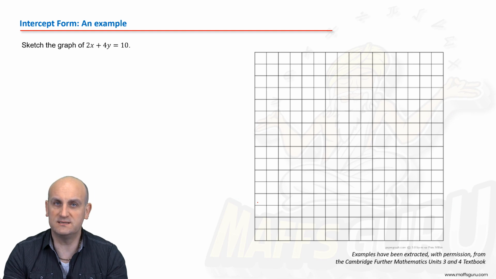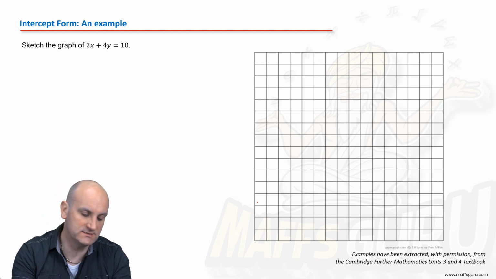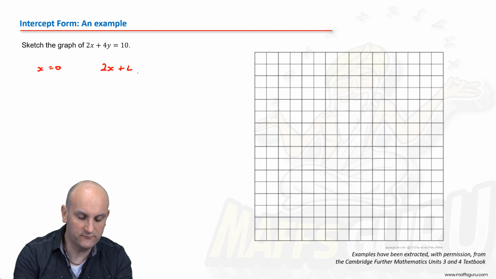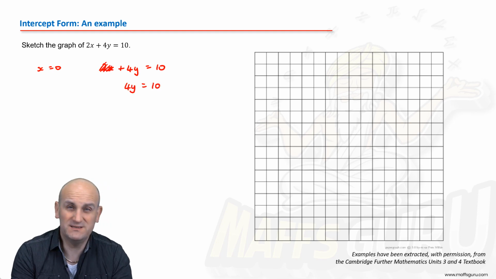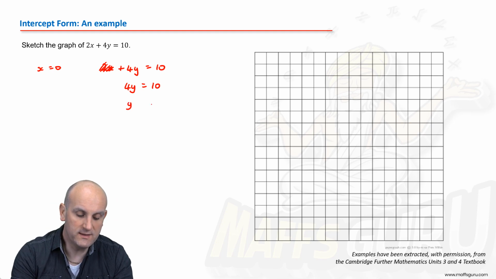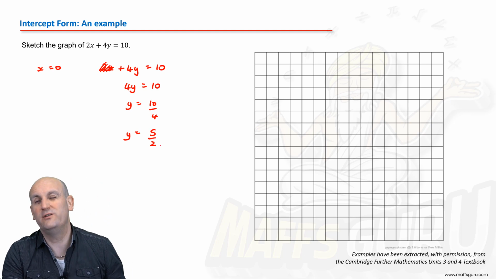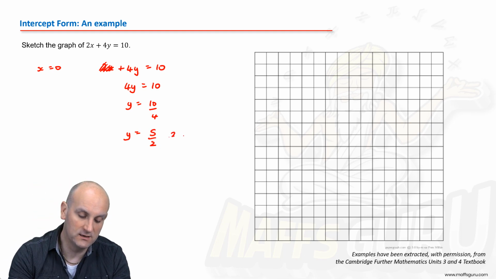So let's look at another example, because the more examples we do, the better. So I've got 2x plus 4y equals 10. Let x equal 0. Let's start with that one first. So 2x plus 4y equals 10. x is 0 means that that disappears, gives me 4y equals 10. And again, the numbers don't have to be nice. So y becomes equal to 10 on 4, which gives me that y is equal to 5 on 2. Now what's 5 on 2? About 2.5. So I'm going to write in brackets 2.5.